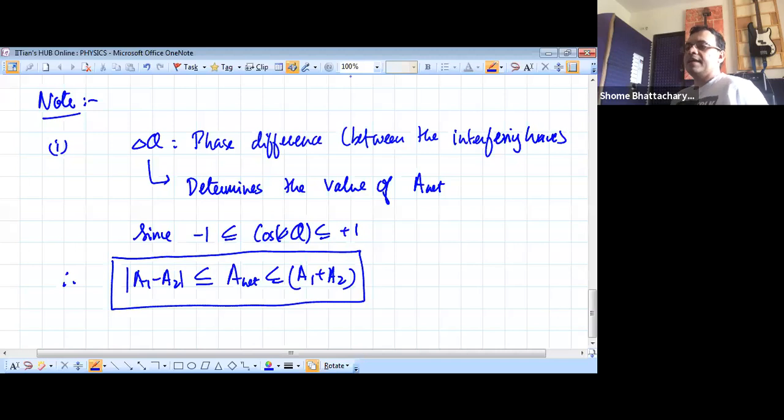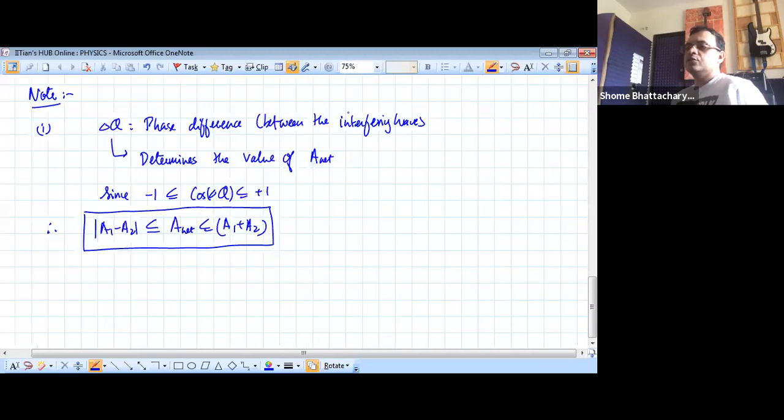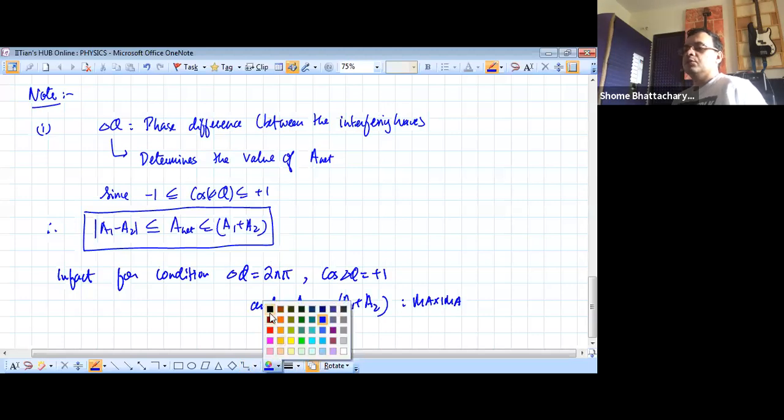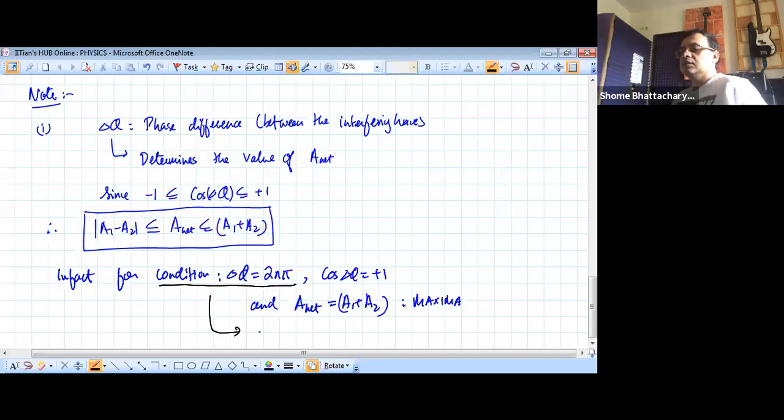In fact, that maximum condition is given a special name, and that is called constructive interference. For the condition delta phi equal to 2n pi, we get cos delta phi equal to +1, and the net amplitude becomes equal to E1 plus E2, which is basically the maxima. So this maxima condition is given a special name. This particular condition, that delta phi becomes this, and therefore all this happens, is called the special case of constructive interference.